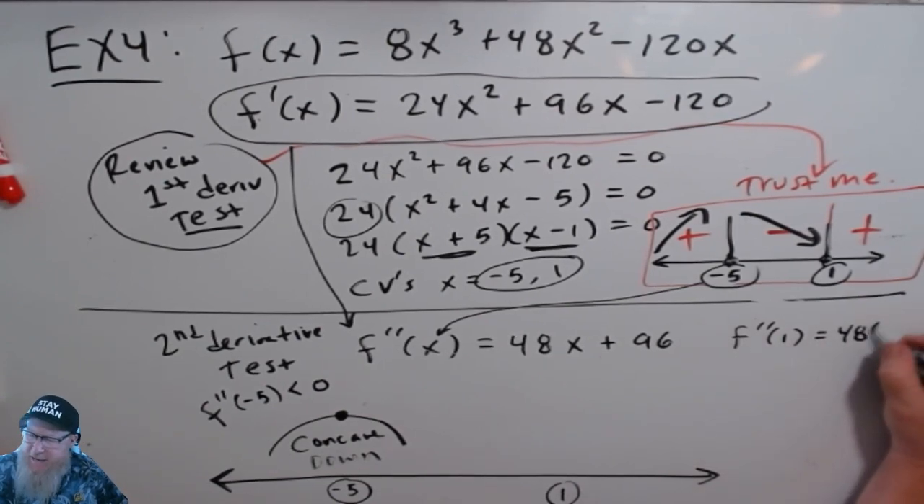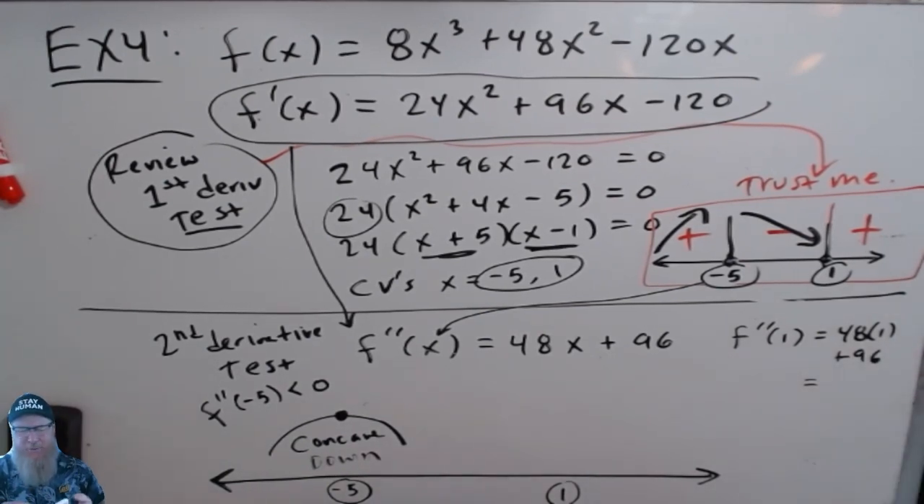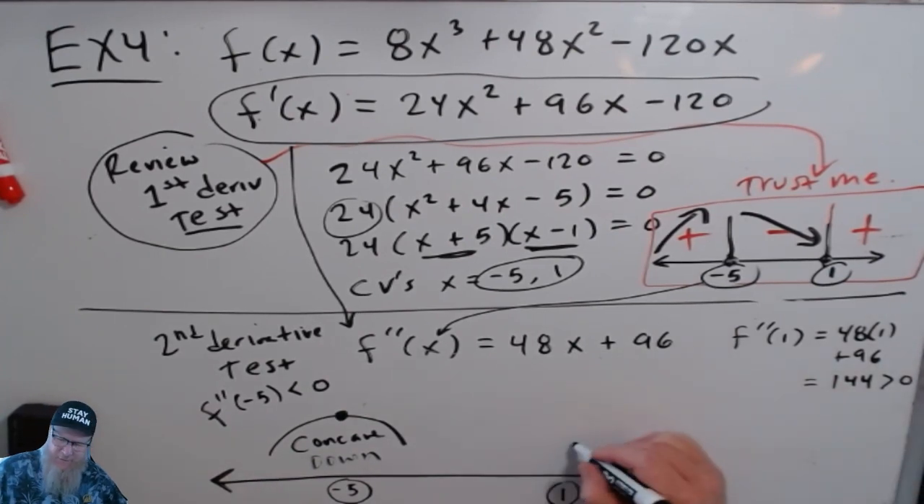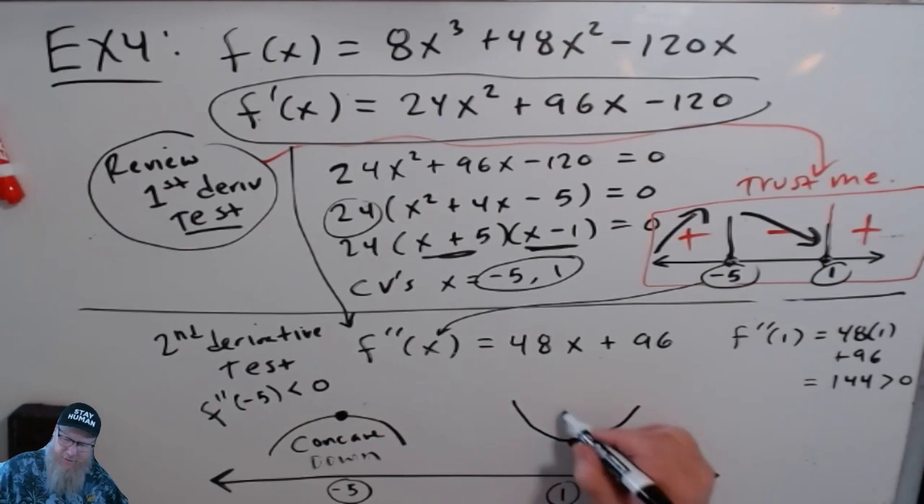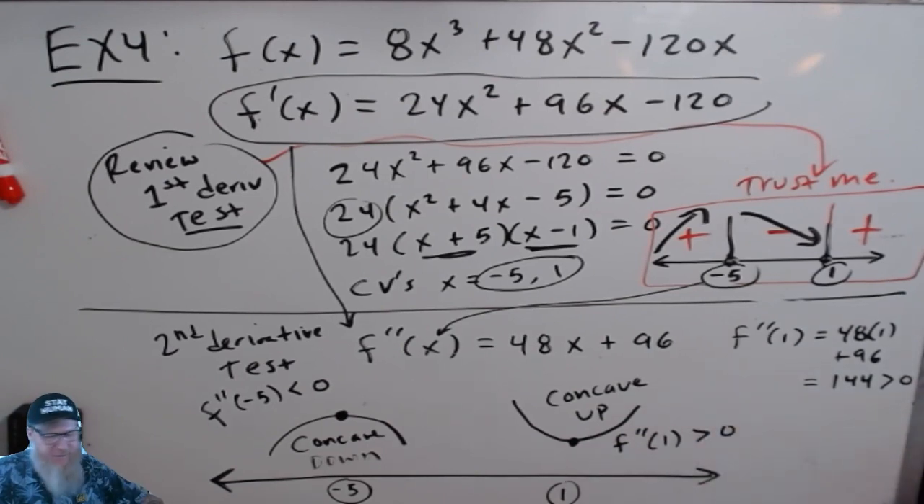That'd be 48 times 1 plus 96, which is, again, you don't really care what this is. I'm only going to do it once, and then from now on, I'm just going to say whether it's positive or negative. 48 plus 96 is clearly positive. So that's greater than 0. So that's concave up, because f double prime of 1 is greater than 0.